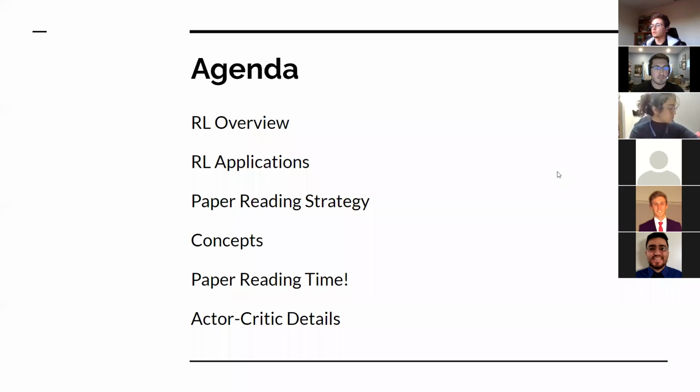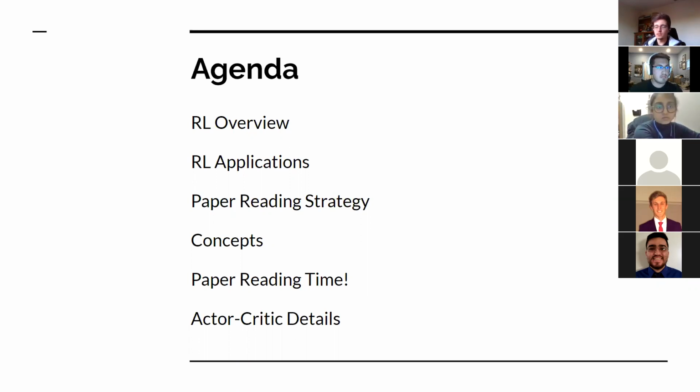But before we do that, we will give you an overall reinforcement learning overview. We will go over some reinforcement learning applications, talk a little bit about what kind of problems can be solved with reinforcement learning. Then we'll talk a little bit about how you can approach reading the paper that we'll be looking at today more efficiently. And then we'll show some concepts that will be somewhat useful during this period where we'll read the paper.